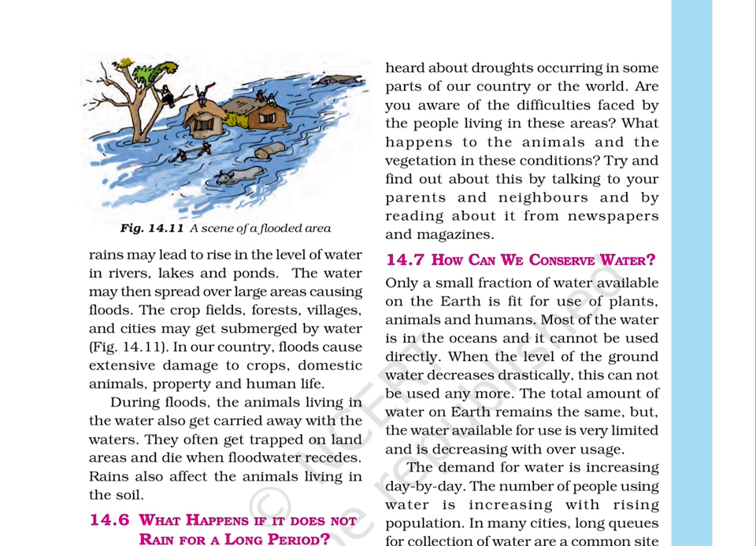Figure 14.11. In our country, floods cause extensive damage to crops, domestic animals, property and human life. During floods, the animals living in the water also get carried away with the waters. They often get trapped on land areas and die when flood water recedes. Rains also affect the animals living in the soil. Figure 14.11 shows a scene of a flooded area.